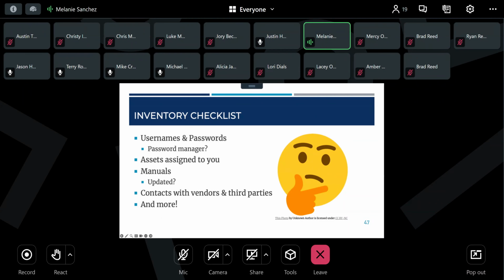And then there's definitely a lot more unique considerations for your specific role. So you have to think of any additional tasks, responsibilities, or resources that should be handed over.